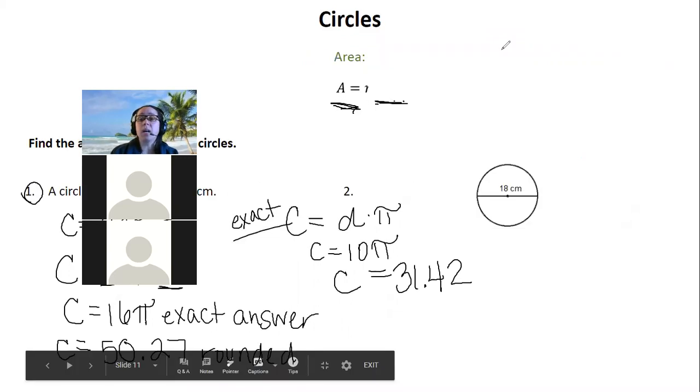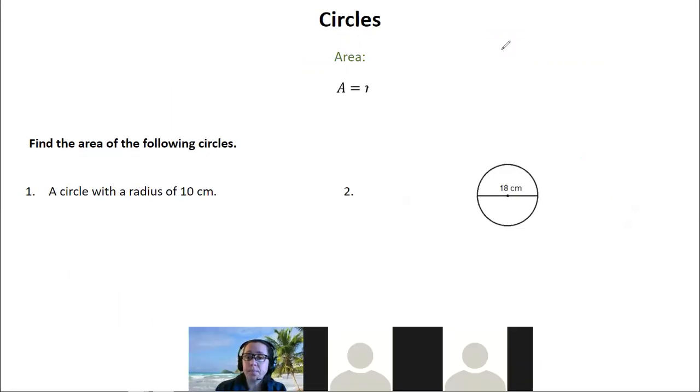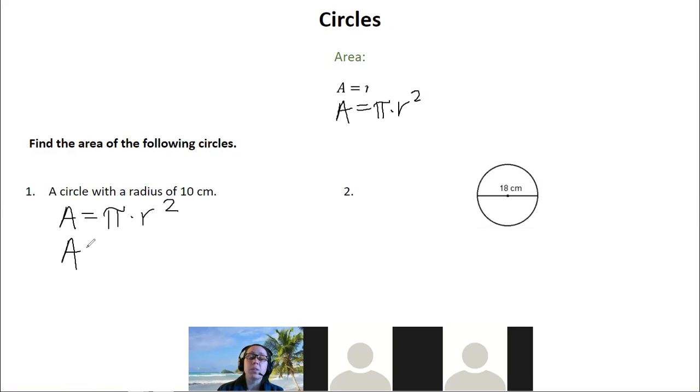So area is only given as pi times radius squared. So you have to have a radius for the area, okay? So for this one, a circle with a radius of 10 centimeters, I'm going to go pi times radius squared. What would I do first to find the actual area?